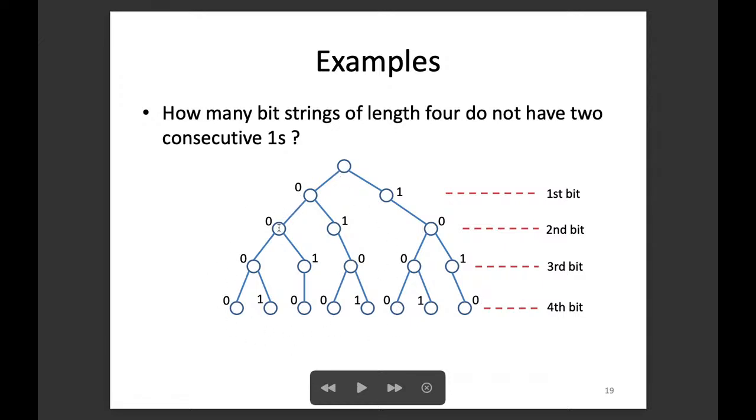So we can have 0, 0, 0, 0. This is one way. Or 0, 0, 0, 1, 0010 and so on and so forth. So after doing this counting, the total number of ways is equal to the number of leaves here because each leaf corresponds to one particular outcome. So there are 8 ways.